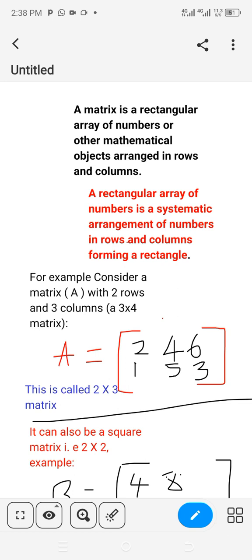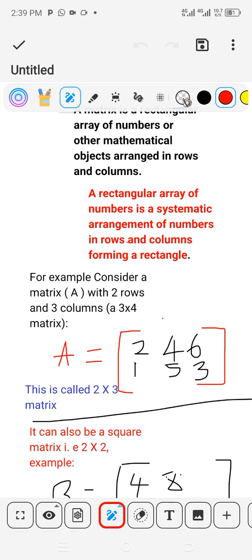For example, consider matrix A with 2 rows and 3 columns. So this is matrix A. These are the elements in matrix A. We have 2, 4, 6 forming the columns and 1, 2 forming the rows.